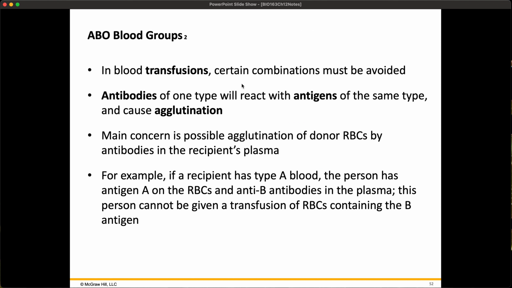So for blood transfusions, certain combinations have to be avoided. Antibodies of one type react with antigens of the same, causing that agglutination. So anti-B antibodies with B antigens will agglutinate. The main concern is that agglutination.